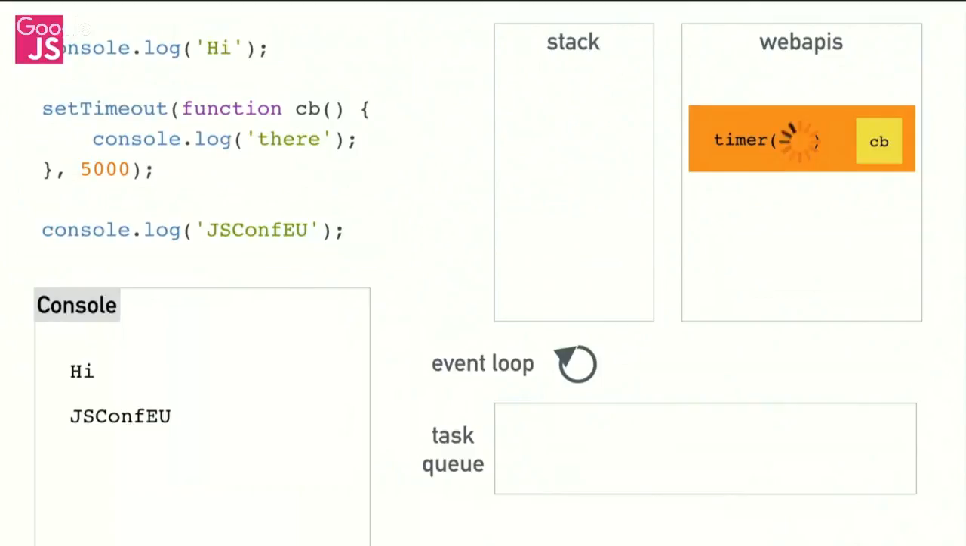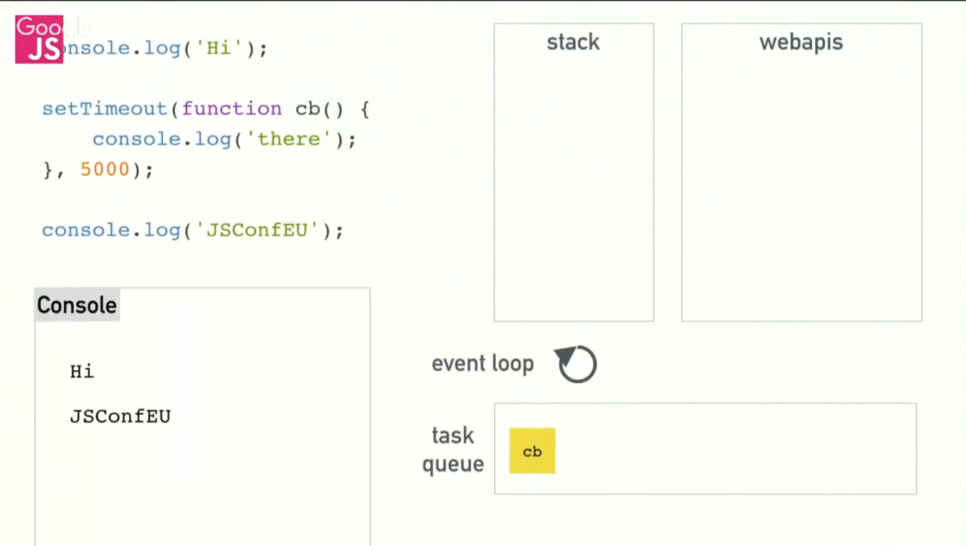So now we've got this timer in the web API, which 5 seconds later is going to complete. Now the web API can't just start modifying your code. It can't just chuck stuff onto the stack when it's ready, because if it did, it would appear randomly in the middle of your code. So this is where the task queue, or the callback queue, kicks in. Any of the web APIs, when they're done, push your callback onto the task queue.